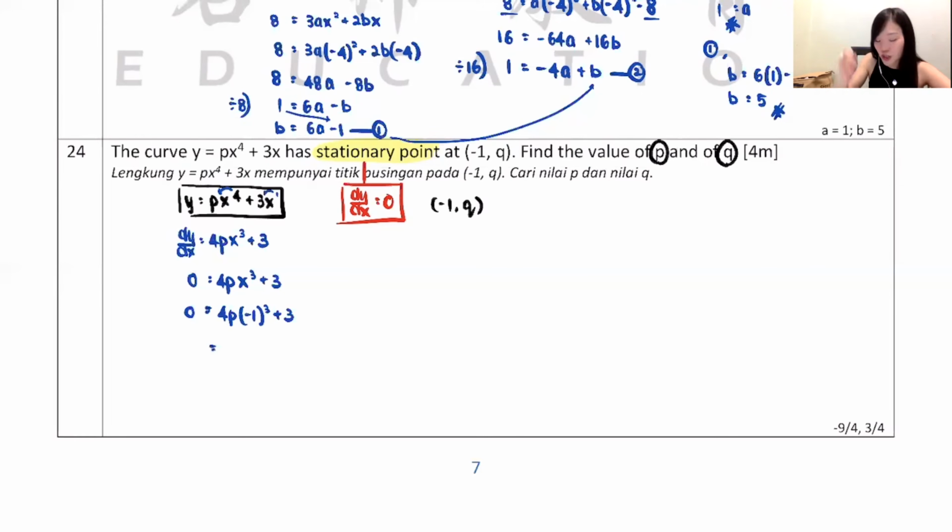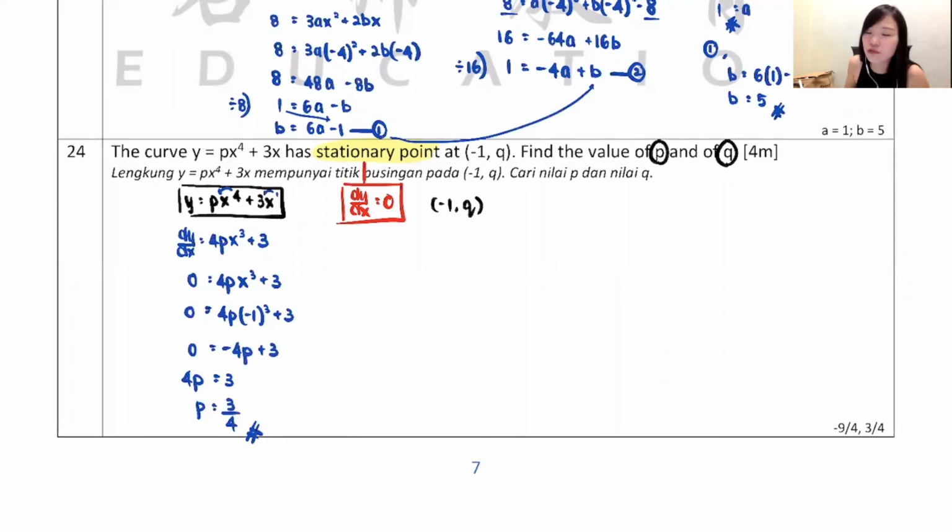So -1 cubed times 4p, -4p plus 3. -4p, move it over, +4p. So times, move it over, divide. I guess getting p is 3/4. Done. After that, you guys are going to find q.